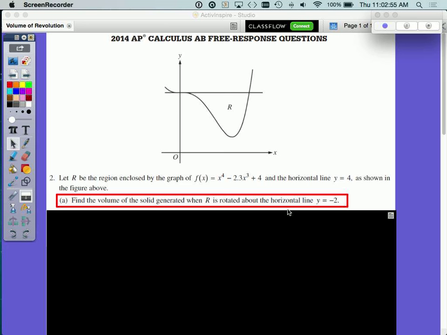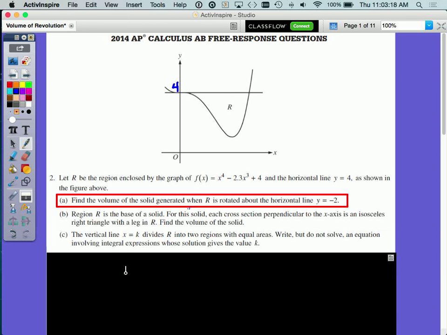Well, if we look at this function, we can see that this is going to have a y-intercept of 4. And so we know that this height up here is 4. And so we know that when we revolve around the line y equals -2, that's going to be down here someplace. And so this graph is going to extend way down the page. So the first thing we need to do is get the graph of this.